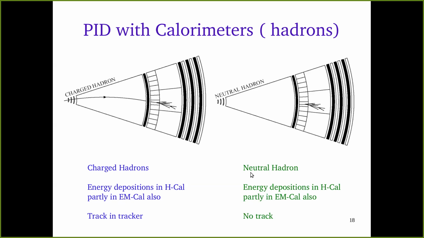For a neutral hadron, it is similar to a photon. It will not leave any track in the tracker, but it will lose most of its energy in the hadronic calorimeter. And similar to a charged hadron, it will have some fraction of energy lost in the electromagnetic calorimeter. Now, as I say, since the hadrons lose a fraction of energy in the electromagnetic calorimeter, it creates complication for separating out basically the electrons from hadrons.